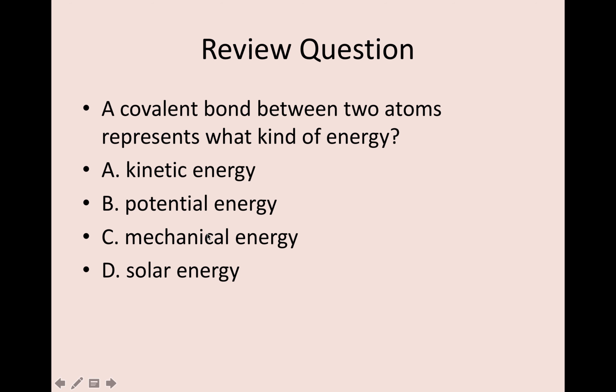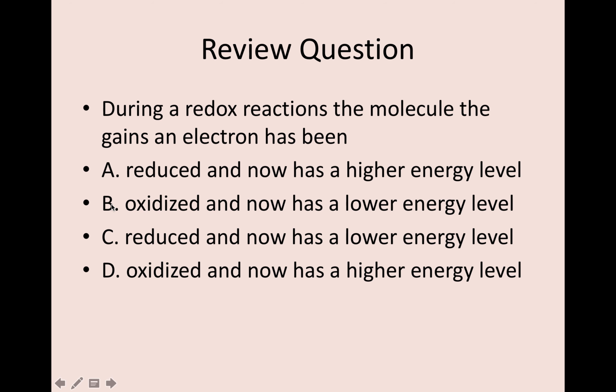Okay, so some review questions. A covalent bond between two atoms represents what kind of energy? That is B, potential energy. During a redox reaction, the molecule that gains an electron has been what?